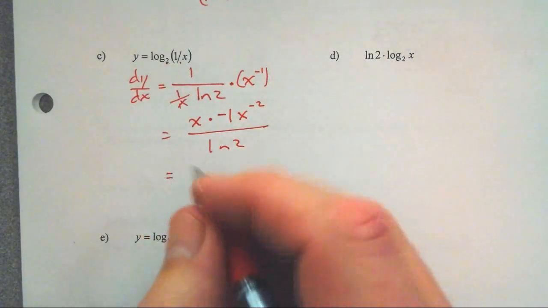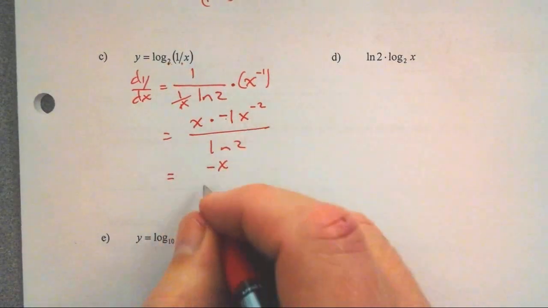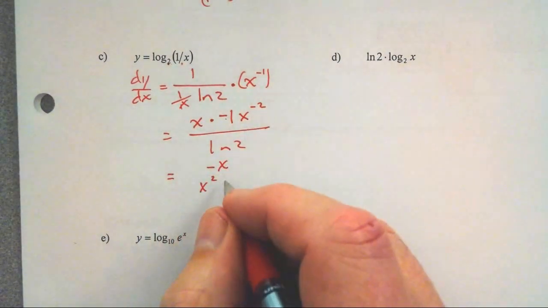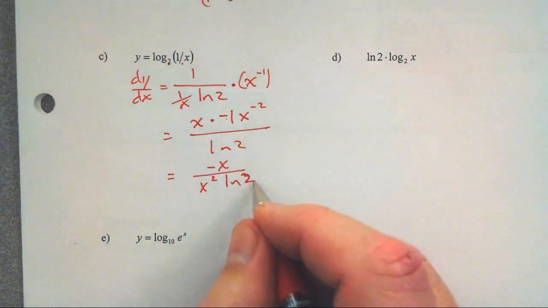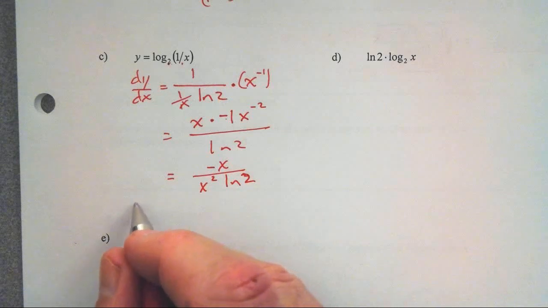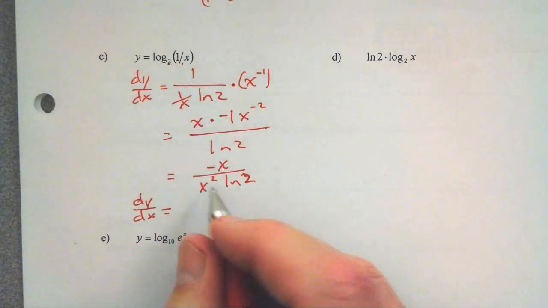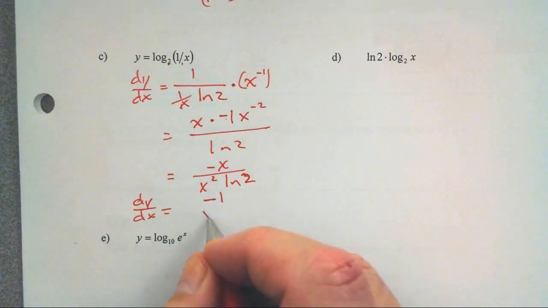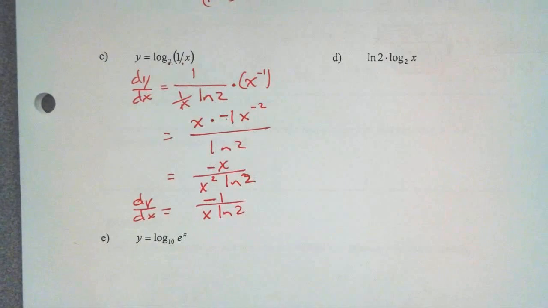Or I get, let's see, a negative times a positive is going to be a negative x. These x's to the bottom, x squared to the bottom, ln 2, not ln squared, ln 2. Or dy/dx equals, x's cancel, but the negative survives, negative 1 on x ln 2.